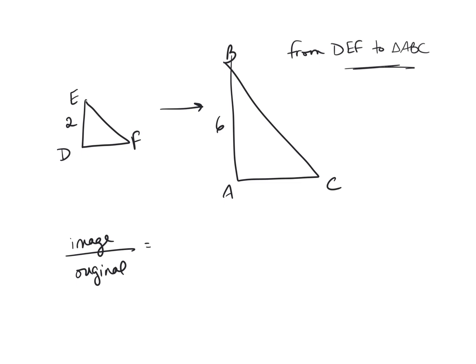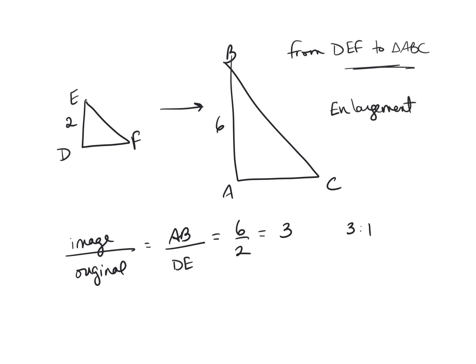In this case, if we're going from DEF to ABC, then AB would be in the numerator and DE would be in the denominator, giving me a reversal of, instead of 2 over 6, I have 6 over 2. And 6 divided by 2 is 3, or as we can say, 3 to 1. And that makes sense because I'm going from a smaller triangle to a larger triangle. So obviously this is an enlargement.